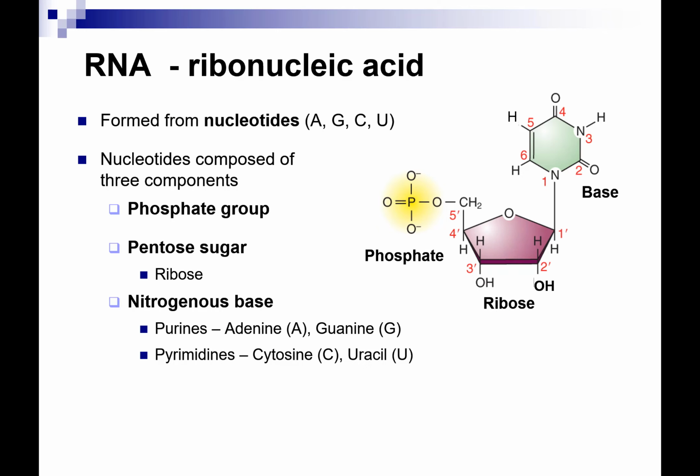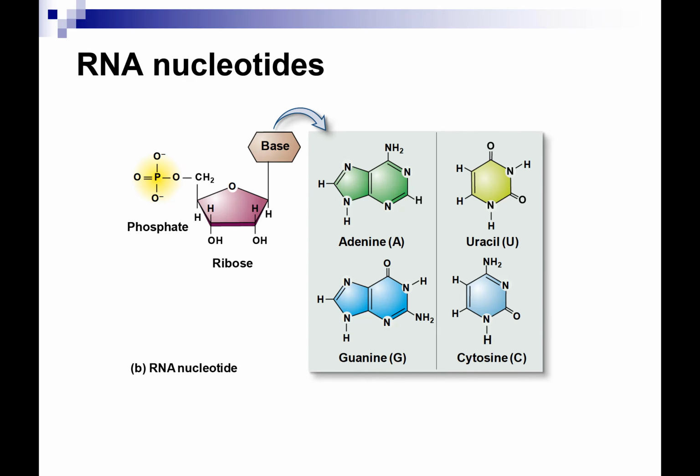So RNA nucleotides, just the same phosphate, sugar, base. The sugar is a little bit different, right? Has this extra OH group and one different base. So it has uracil instead of thymine, which is found in DNA. Okay. These are still purines. These are still the pyrimidines.